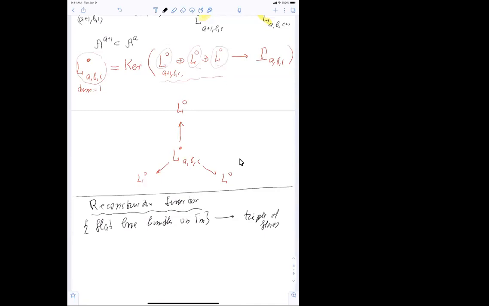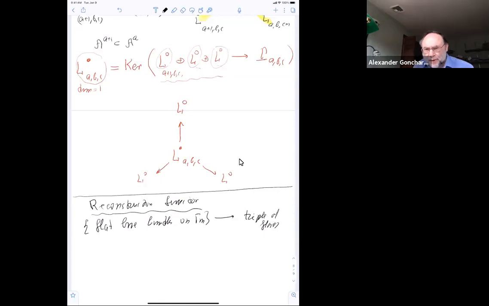So we construct two functors. One of them takes triples of flags and produces a line bundle, and the other, which I want to define right now, takes a line bundle and produces a triple of flags.